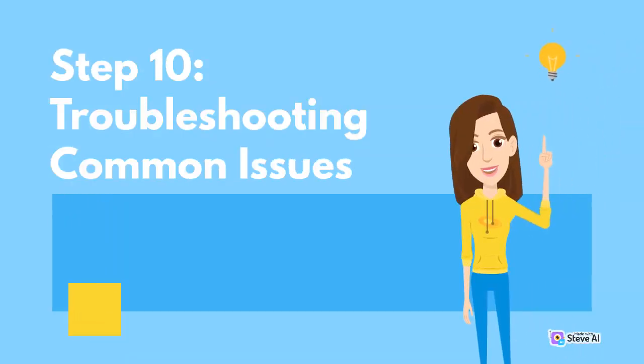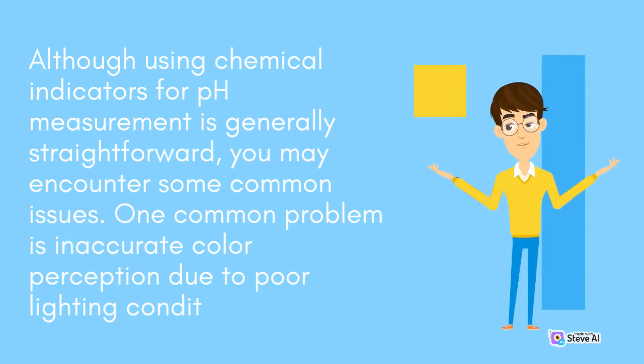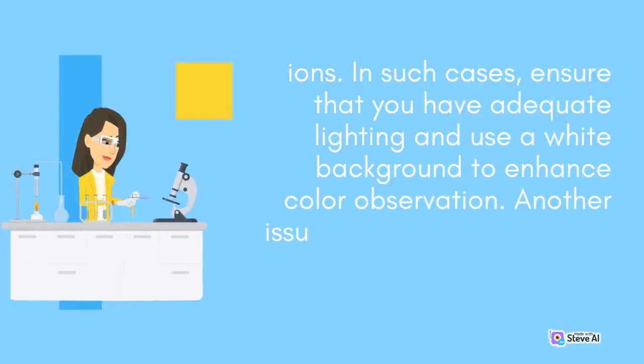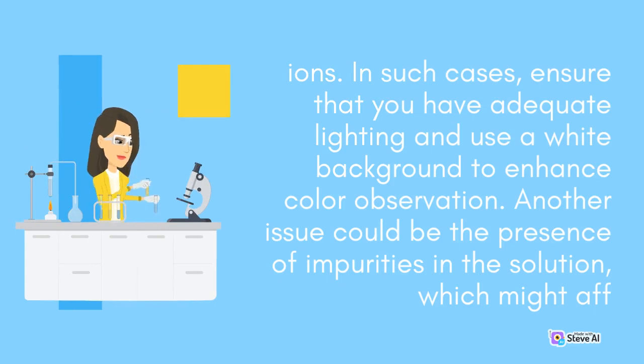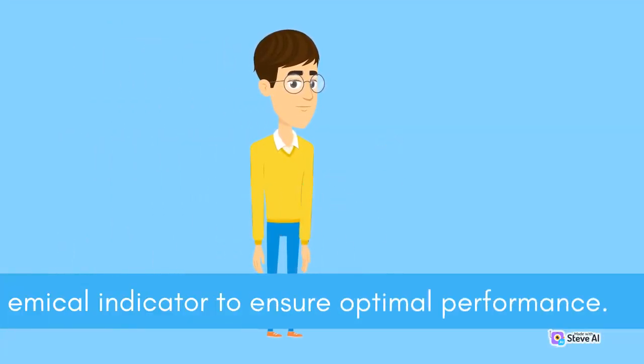Step 10. Troubleshooting common issues. Although using chemical indicators for pH measurement is generally straightforward, you may encounter some common issues. One common problem is inaccurate color perception due to poor lighting conditions. In such cases, ensure that you have adequate lighting and use a white background to enhance color observation. Another issue could be the presence of impurities in the solution, which might affect the accuracy of the color change. It is crucial to use clean and properly mixed solutions to obtain reliable results. Additionally, always follow the manufacturer's instructions for the chosen chemical indicator to ensure optimal performance.